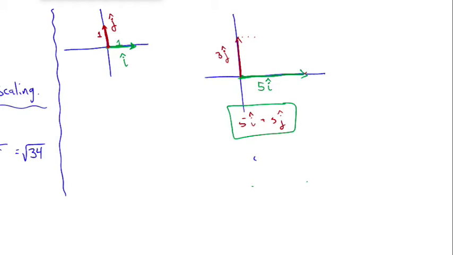So this is it. If I want 5i plus 3j, that would be this vector here.